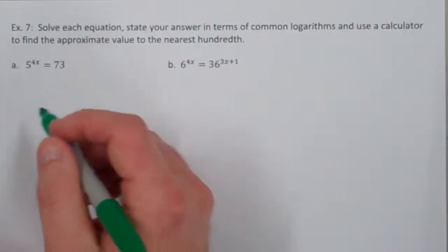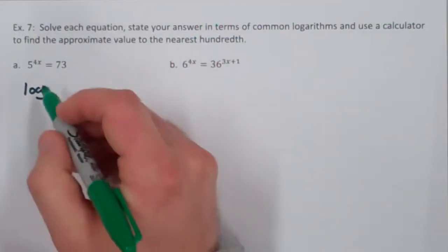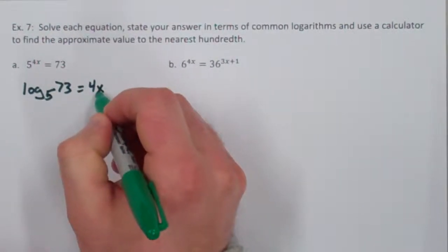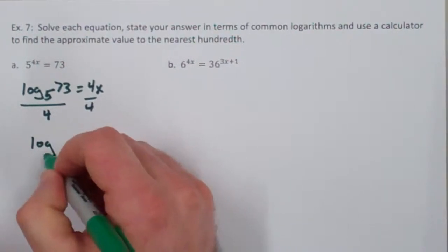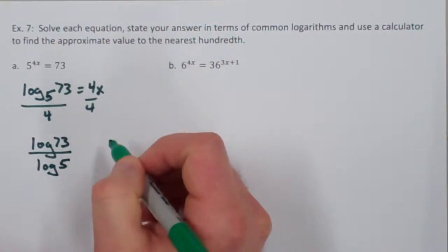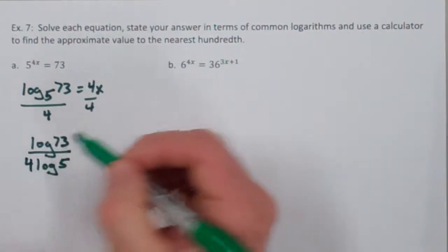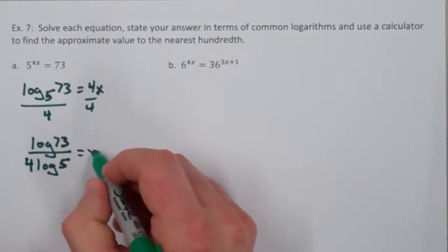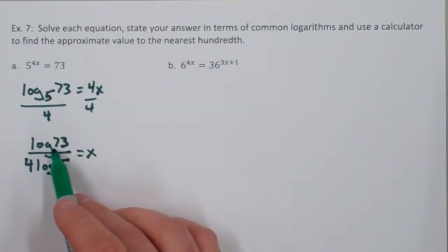So we can do what we did for the previous example in 6 and just go ahead and change this into a logarithmic equation. So this is log base 5 of 73 equal to 4x. To solve for x, we just need to divide everything by 4. We could write this as log of 73 over log of 5, and then the 4 would be down here in the denominator. This would be our exact answer for x. In terms of common logarithms, remember common logarithms have a base of 10 and we usually don't write them.